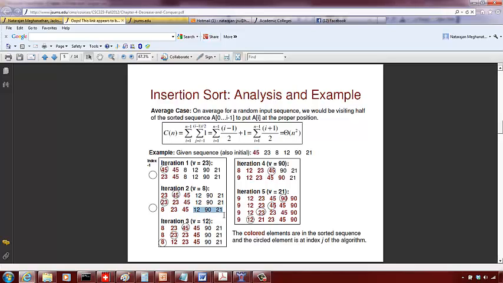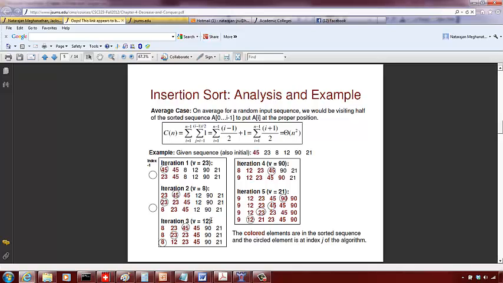Now we pick up 12 and try to see where it could be inserted in the sorted subarray. Comparing 45 with 12, 45 is greater than 12, so we move 45 one position to the right, and then compare 23 with 12. Again 23 is greater than 12, so we move 23 to the right.